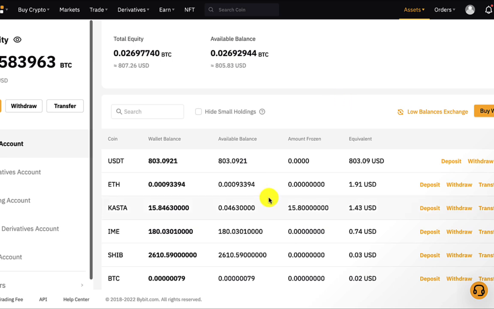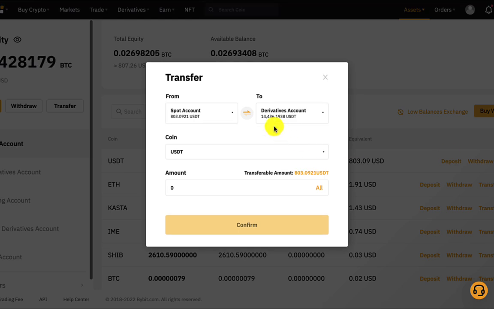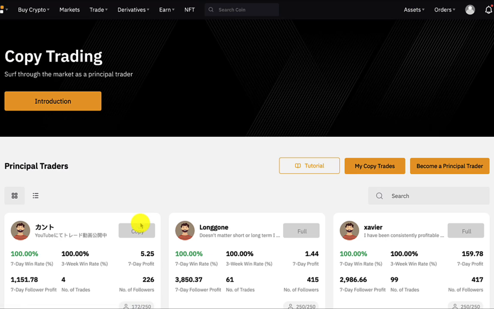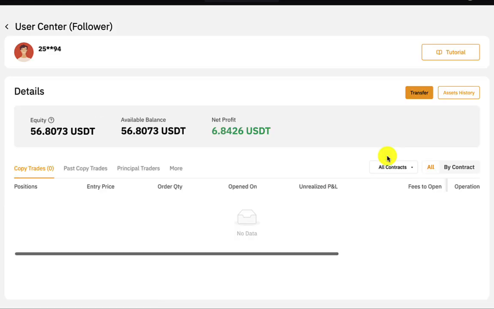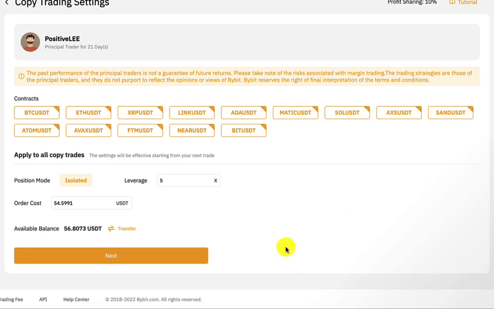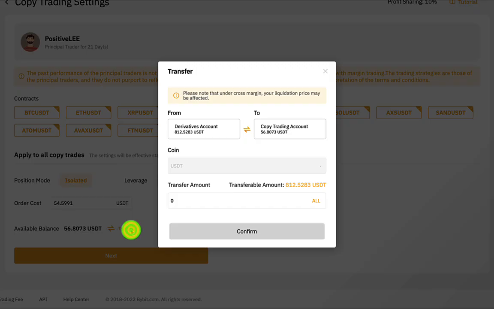Now, just for the record, I actually did this wrong because I put it in the spot account. I should have put it into the derivatives account because that's the only place you can transfer it from to go to the copy trading account. So let's move this from the spot to the derivatives, but I should have just moved it there straight away. Okay, it's there now. So now I can go to derivatives, copy trading. Go to my copy trades, then principal traders, edit, and then transfer here, and transfer all of that in.